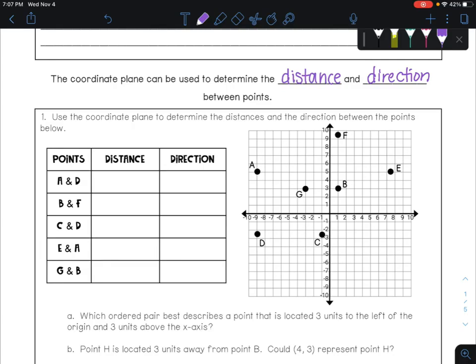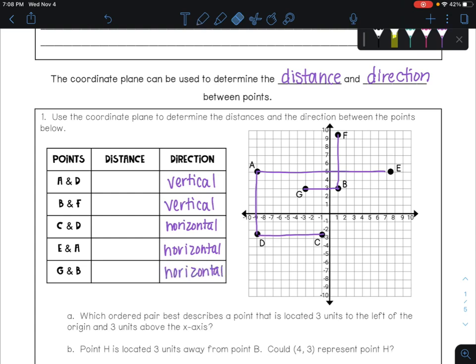Okay? So for example, A and D, if I were to draw a line between them, that direction is vertical because they're up and down. B and F, if I were to draw a line, is also vertical. C and D, that's going to be horizontal. E and A, that's horizontal. And finally, G and B, also horizontal.